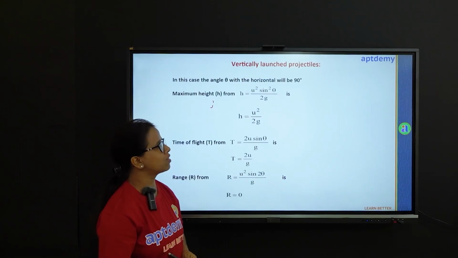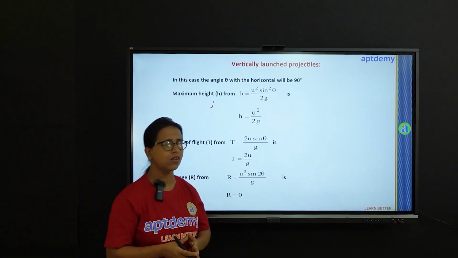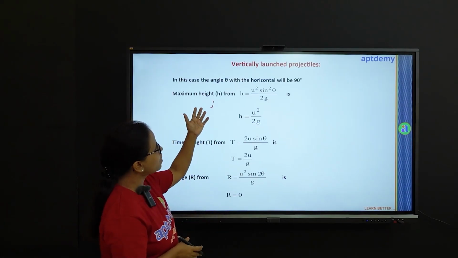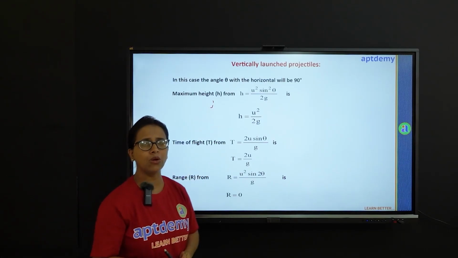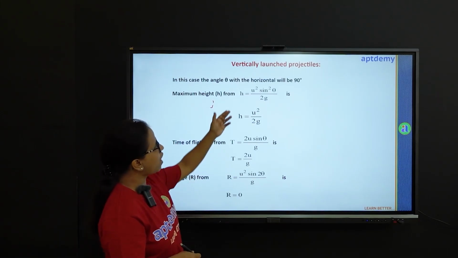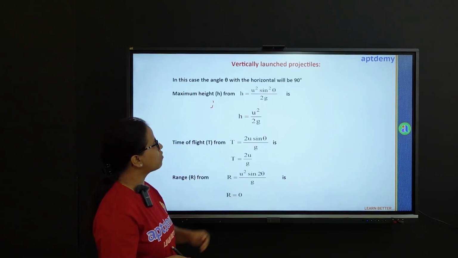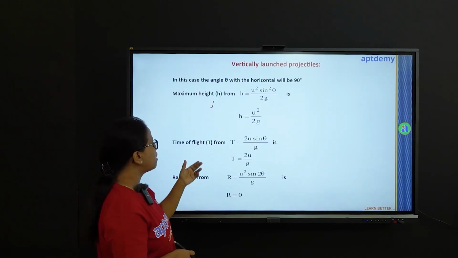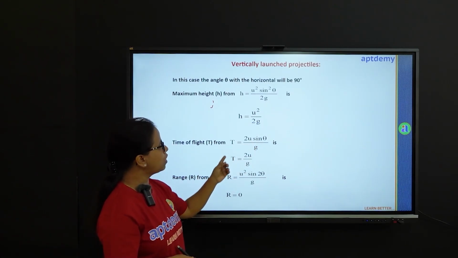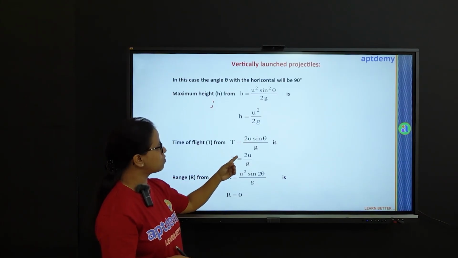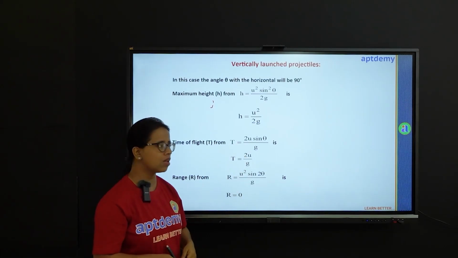Now, a vertically launched projectile means that the angle that the projectile is making with the horizontal is 90 degrees. So, we have expressions for maximum height and time, and in these expressions we will simply substitute theta by 90 degrees. So, we have h equal u square sin square theta by 2g. If theta is 90 degrees, we have h equal u square by 2g. And time of flight, t was equal to twice u sin theta by g. So, we have t equals twice u by g, since theta is 90 degrees and sin 90 is equal to 1.